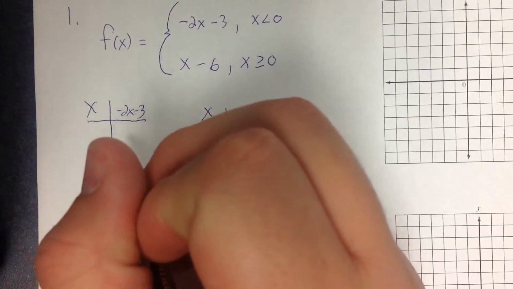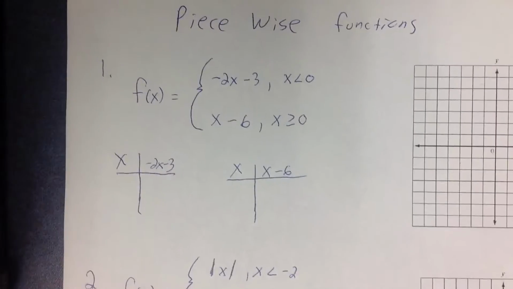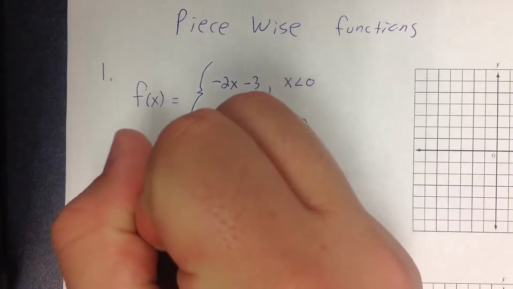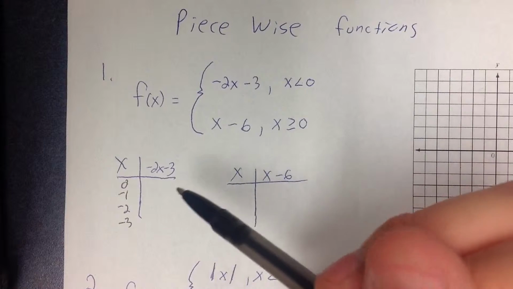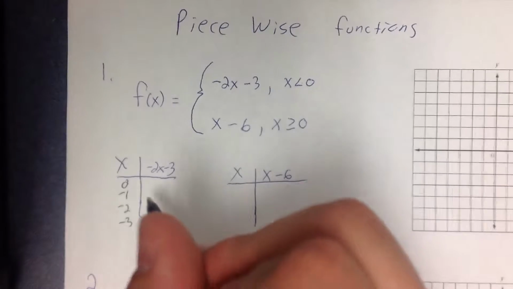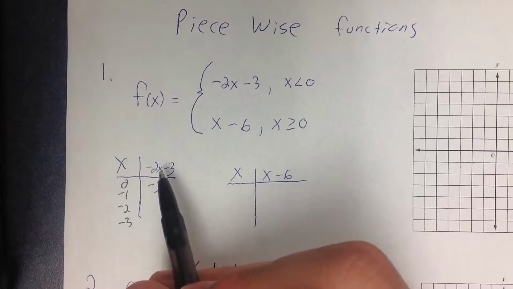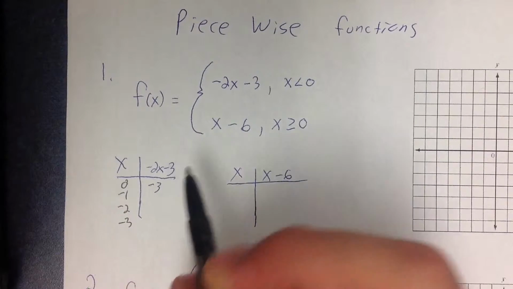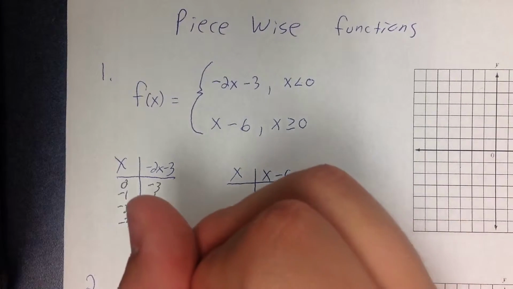So the first table, 4 points is usually a pretty good number. So since it's less than 0, I'm going to start with 0 and then go negative 1, negative 2, negative 3. So that means I'm just putting in 0 for x, so negative 2 times 0, 0, minus 3 is negative 3. If I put in negative 1 for x, negative 2 times negative 1 is positive 2, minus 3 is negative 1. If I put in negative 2, I should get positive 1. And if I put in negative 3, I should get positive 3.